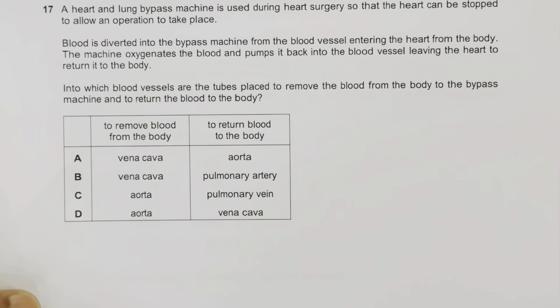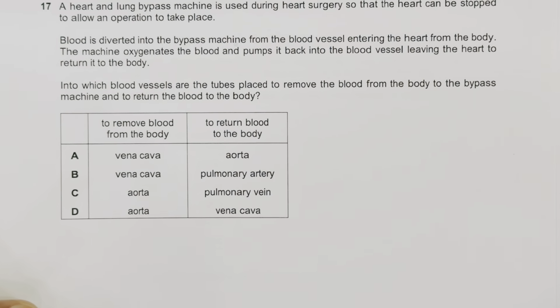Okay, we know that the major vein is the vena cava and the major artery would be the aorta. The function of arteries is to carry the blood from the heart to the body, and they carry oxygenated blood except for the pulmonary artery. The major function of veins is to carry the deoxygenated blood from the body to the heart, except the pulmonary vein, which carries oxygenated blood.